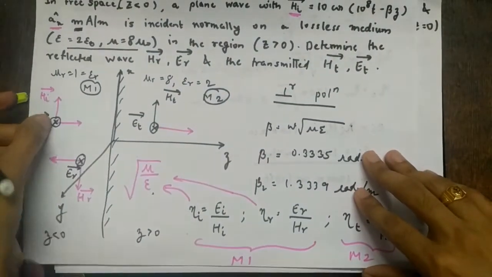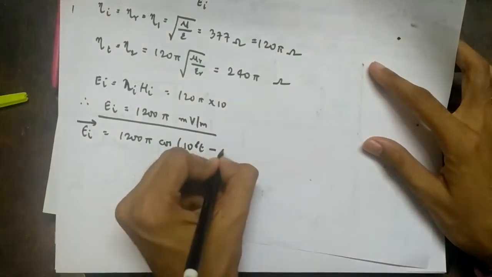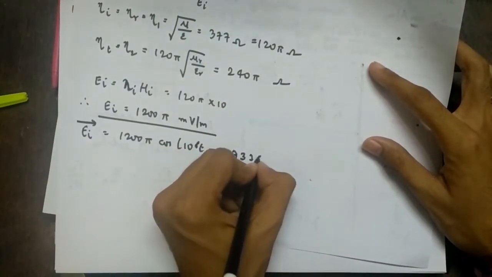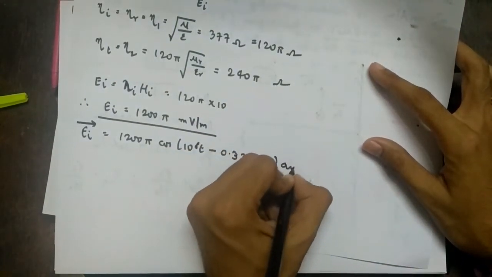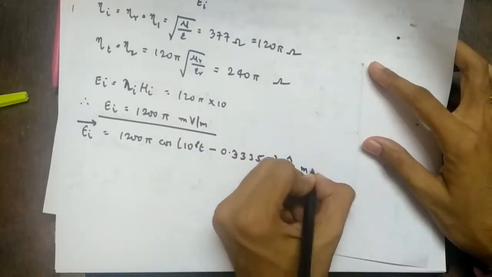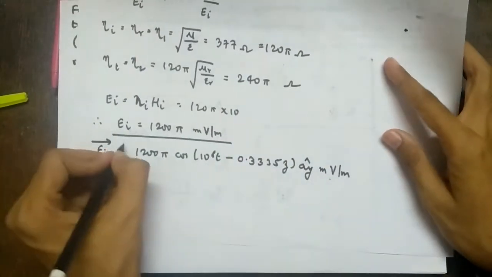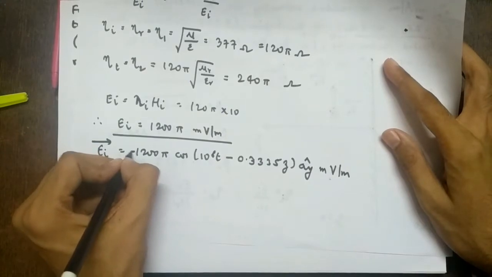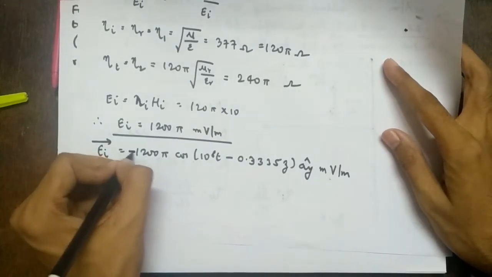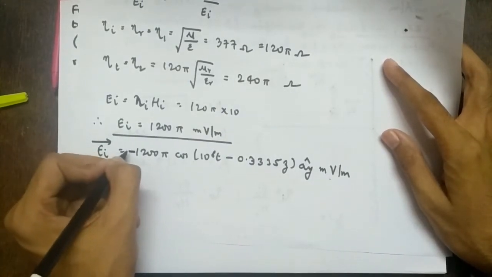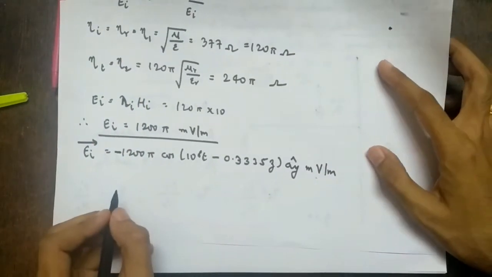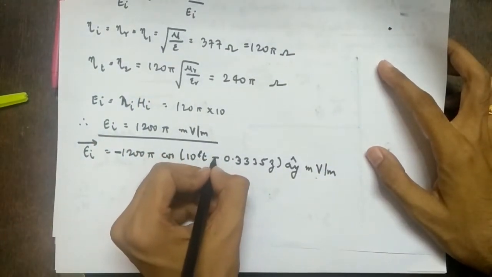minus beta z. So what is beta? We are in which medium? Medium 1. So beta is 0.3335, so 0.3335 z. And we got it as AY cap millivolts per meter. And what is it going into? It is in negative Y direction, so minus. That we have to include on our own accord, it will not come from mathematics. But now the question is, will this be minus or plus? That also you have to check.